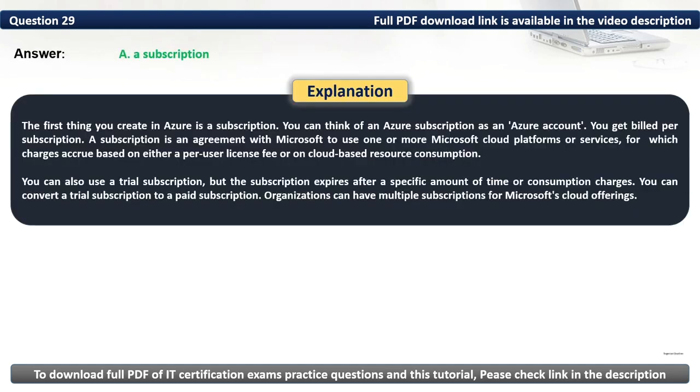The first thing you create in Azure is a subscription. You can think of an Azure subscription as an Azure account. You get billed per subscription. A subscription is an agreement with Microsoft to use one or more Microsoft cloud platforms or services, for which charges occur based on either a per user license fee or on cloud-based resource consumption. You can also use a trial subscription, but the subscription expires after a specific amount of time or consumption charges. You can convert a trial subscription to a paid subscription. Organizations can have multiple subscriptions for Microsoft's cloud offerings.